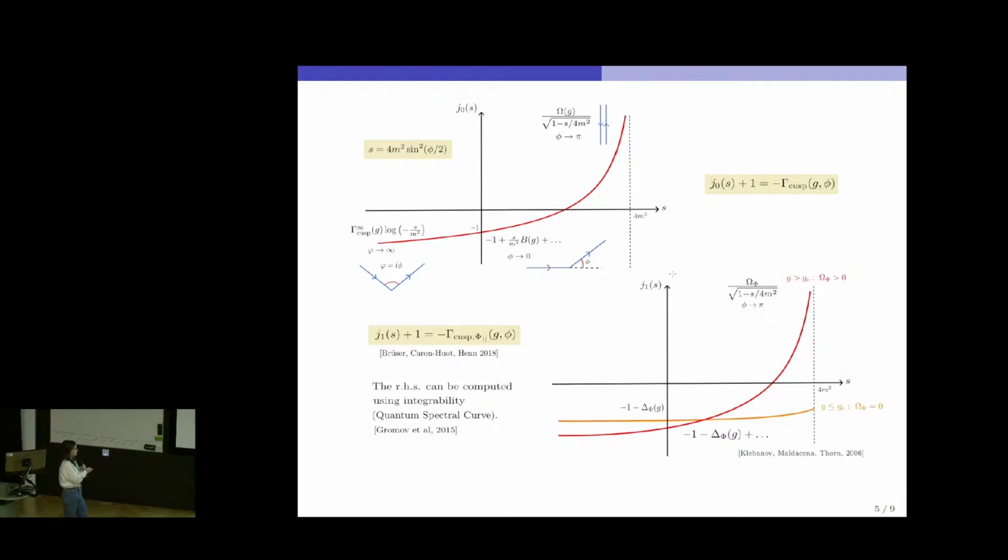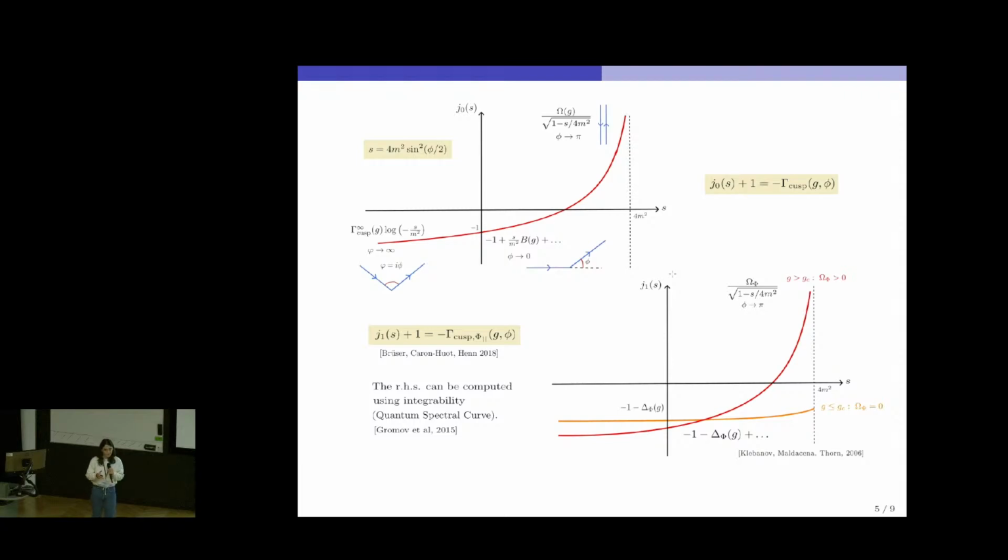For the subleading trajectory, we have a similar structure, but it's a bit different because here we have a critical coupling, as was already studied in this paper. And below this critical coupling, the subleading trajectory does not diverge. So this means that below this critical coupling, we do not see any excited bound state.